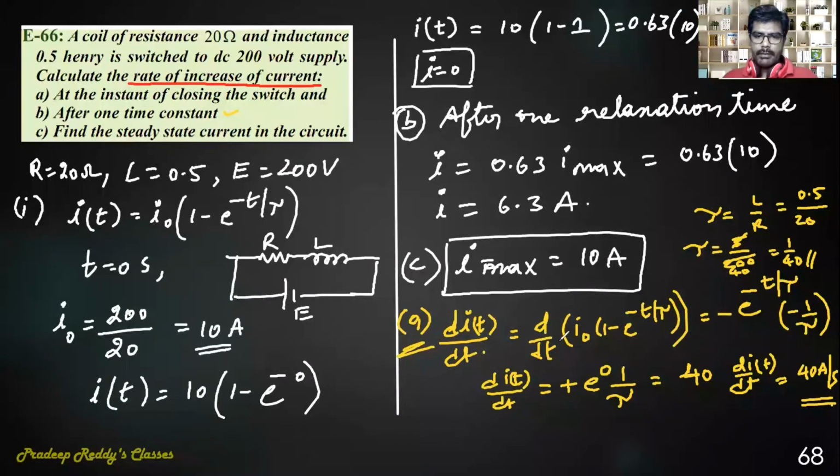So students, I have made one mistake here. This I naught will be multiplied inside, so there will be I naught here. I naught into 40 will become 400. This is 400 ampere per second, I'm sorry, 400 ampere per second. This is di by dt. Likewise, you can even calculate after one relaxation time what is di by dt, and after infinite time what is di by dt.